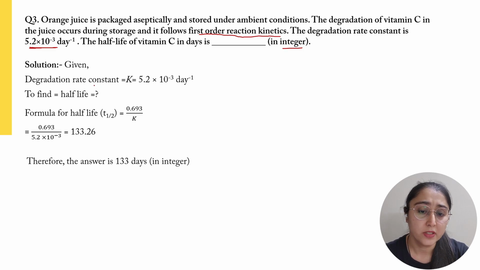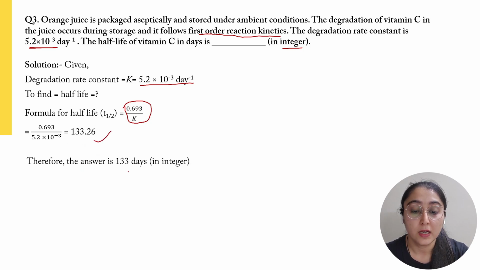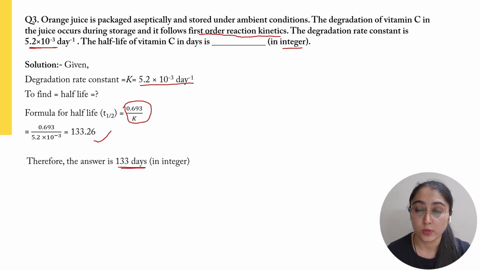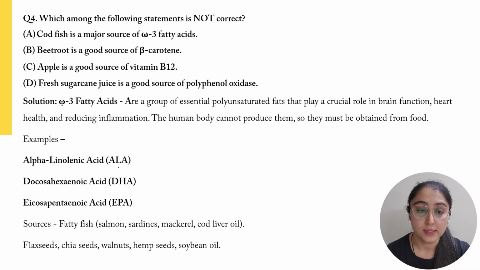So firstly we are given the degradation rate constant value and then we need to find the half-life. We know that the formula for the same is 0.693 divided by K. So putting in these values we get 133.26 and the answer in integer will become 133 days. Therefore the correct answer to this question is 133 days.